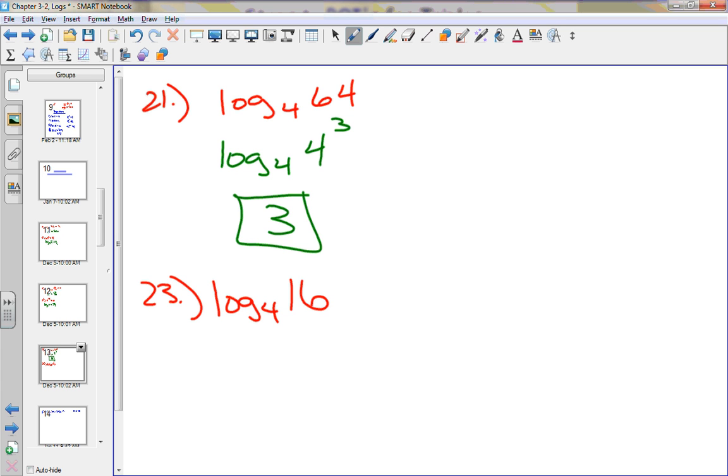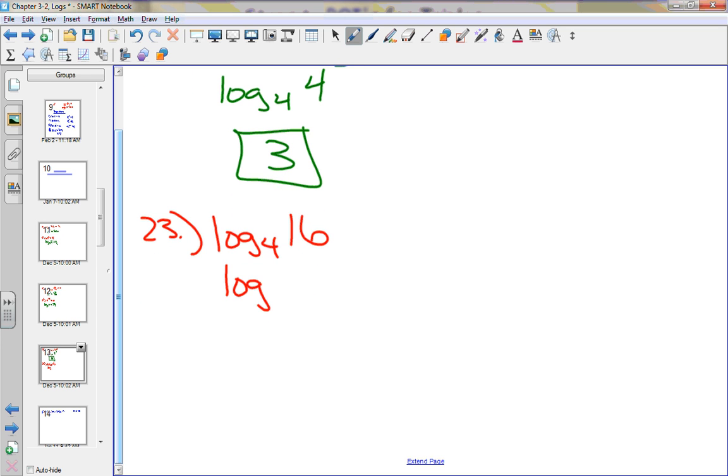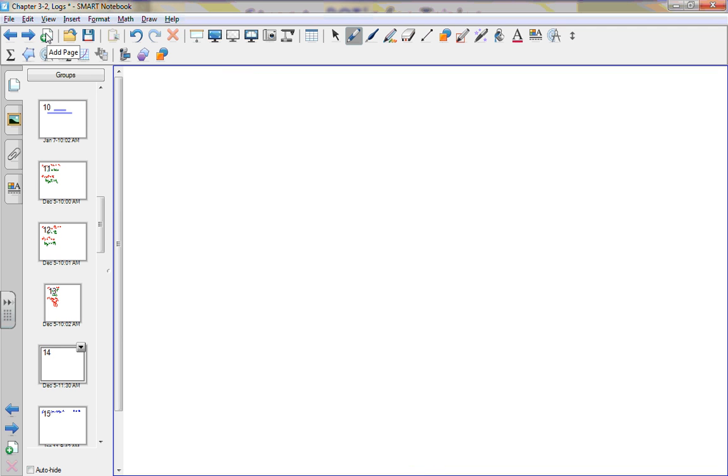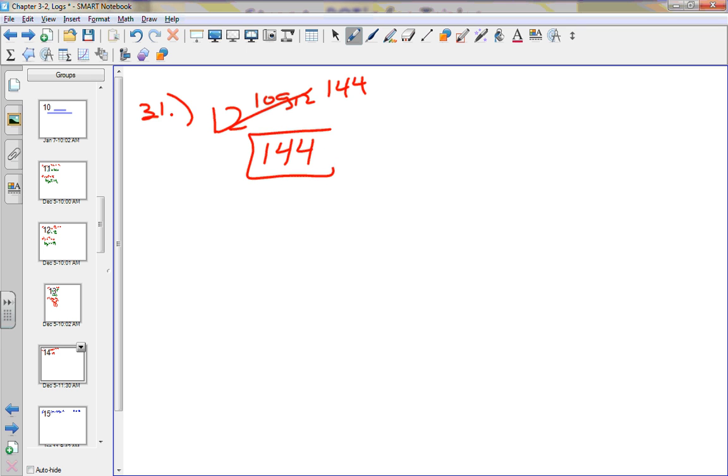Log base 4 of 16. What am I trying to express this with? A base of what? What's the base currently? 4, so what do I need to change? 16. So that's going to be log base 4 of 4 squared. That's going to be a 2. Okay, so let's do the next set of instructions. 31, 12 to the log base 12 of 144. What happens? The 12s cancel out, and I'm left with 144.